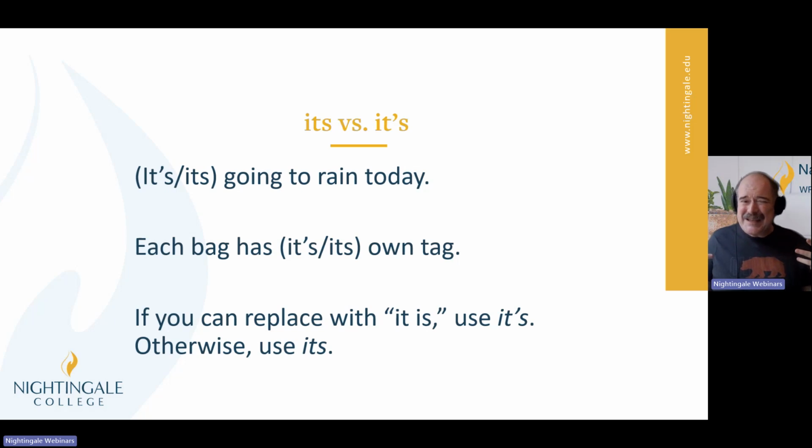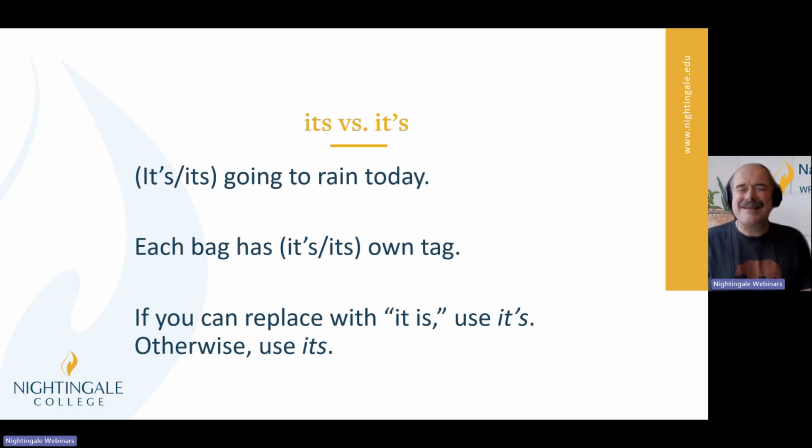Does the sentence make any sense? Let's check. First sentence. It's going to rain today. Can we replace it with the it is? It is going to rain today. It makes sense. Apostrophe S.